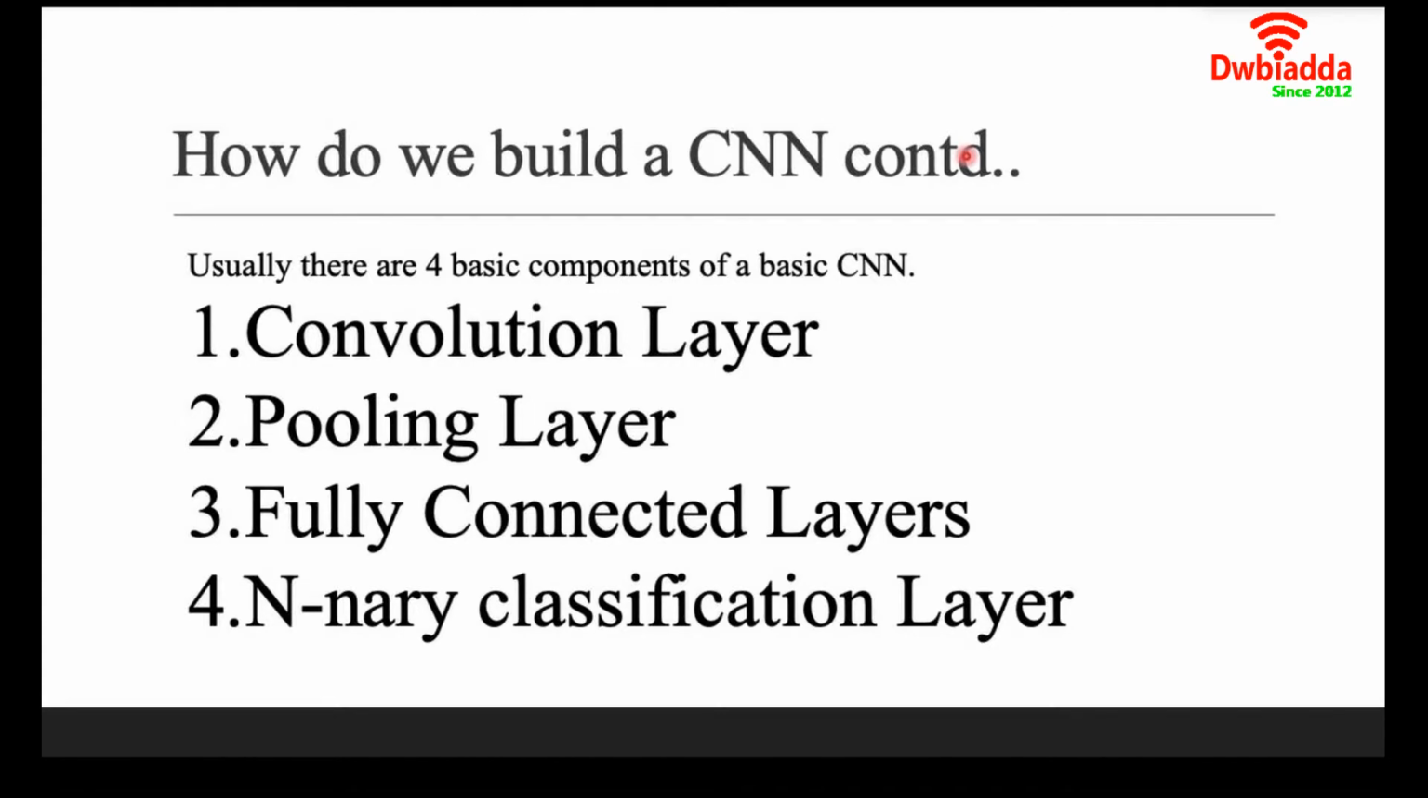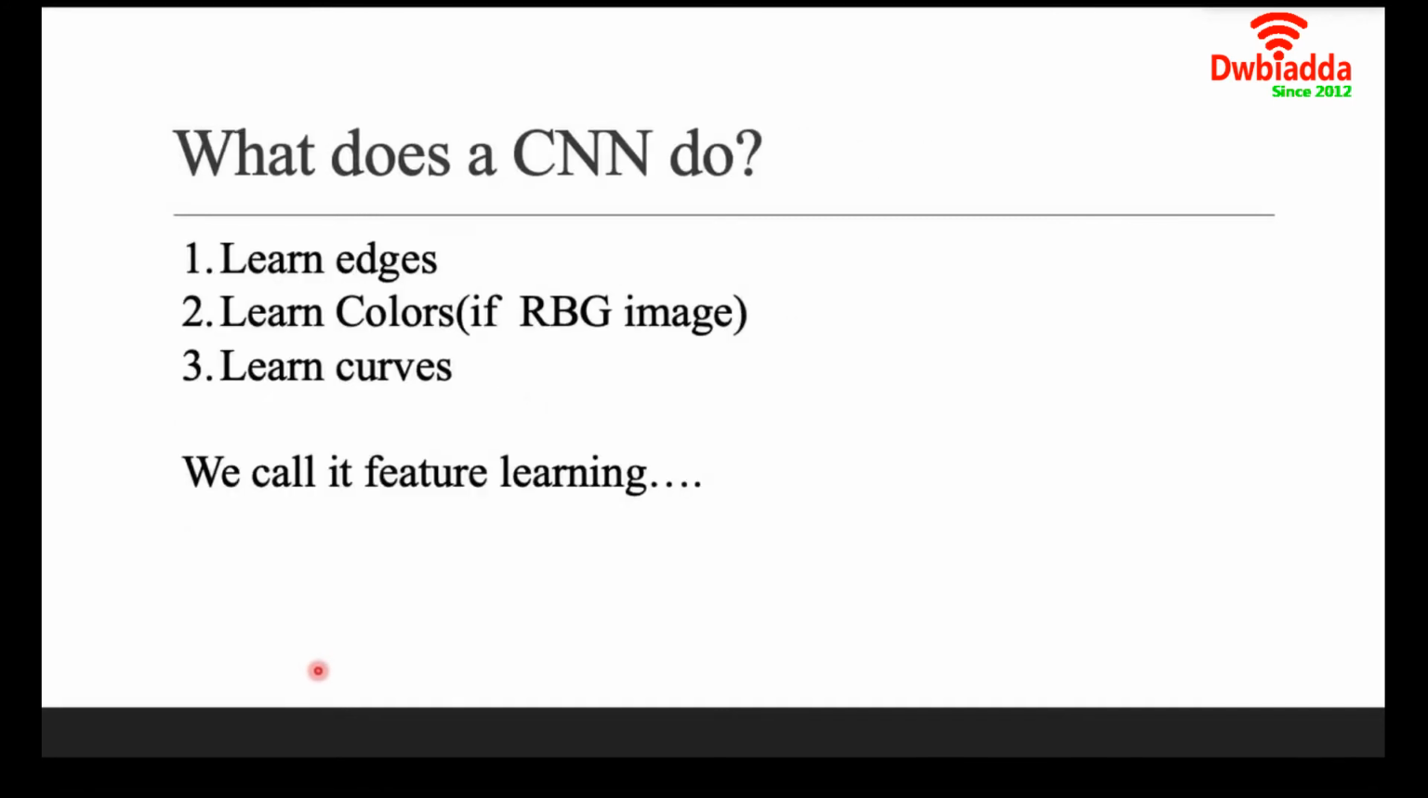So as I mentioned, there are 4 steps to build a CNN: a convolutional layer, a pooling layer, a fully connected layer, and an n-nary, as in if 2 it's binary, if 3 it's trinary, and so on, an n-nary classification layer. So what do we do when we train a model using CNN? There are three things to learn from an image. We have to learn the edges, we have to learn the colors if it's a color image, as in we have to understand the R channel, the B channel, and the G channel of the image, and we have to learn the curves in the objects of the image so that we can identify those objects anywhere and in different positions in images. All in all, we call this feature learning.